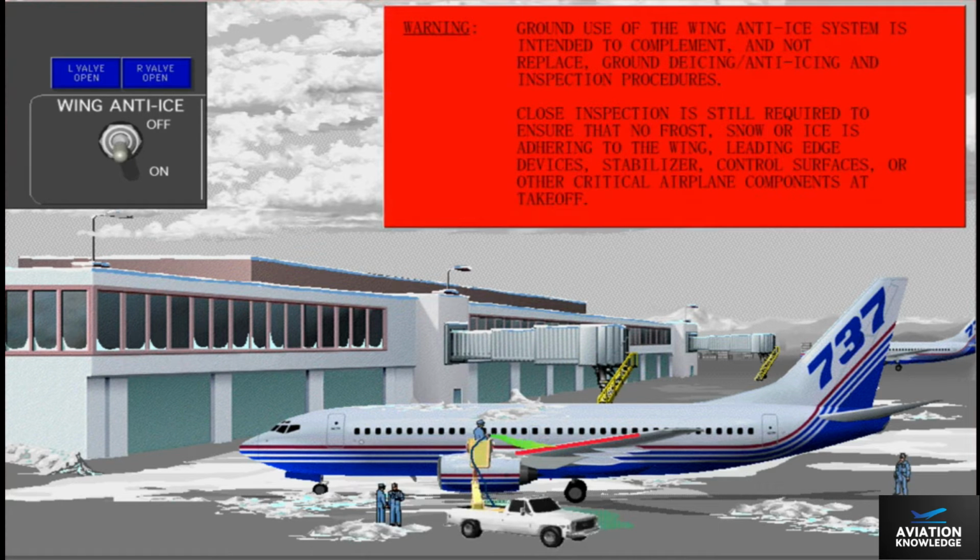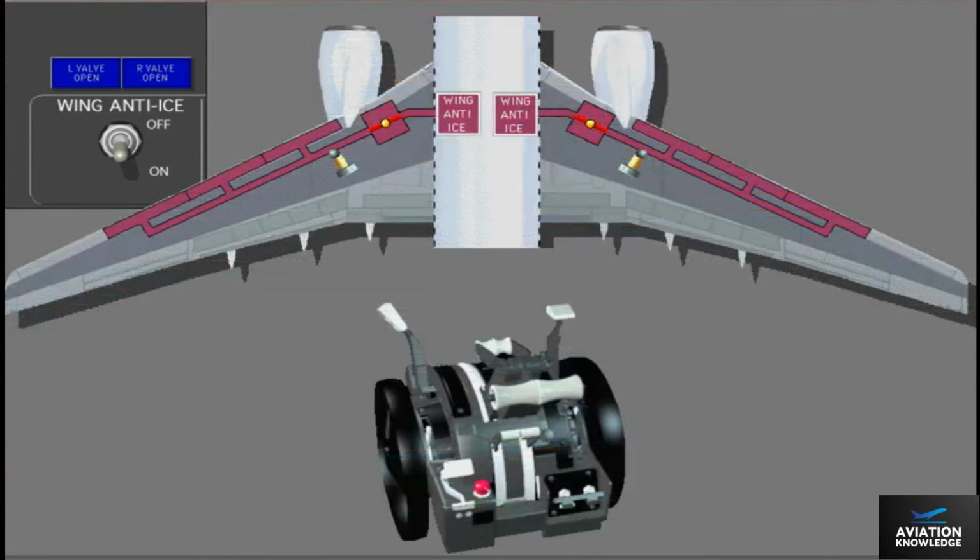Warning: the use of wing anti-ice on the ground is intended to complement and not replace ground de-icing, anti-icing, and inspection procedures. The engine thrust setting and temperature in the wing duct can cause the wing anti-ice valves to open or close.